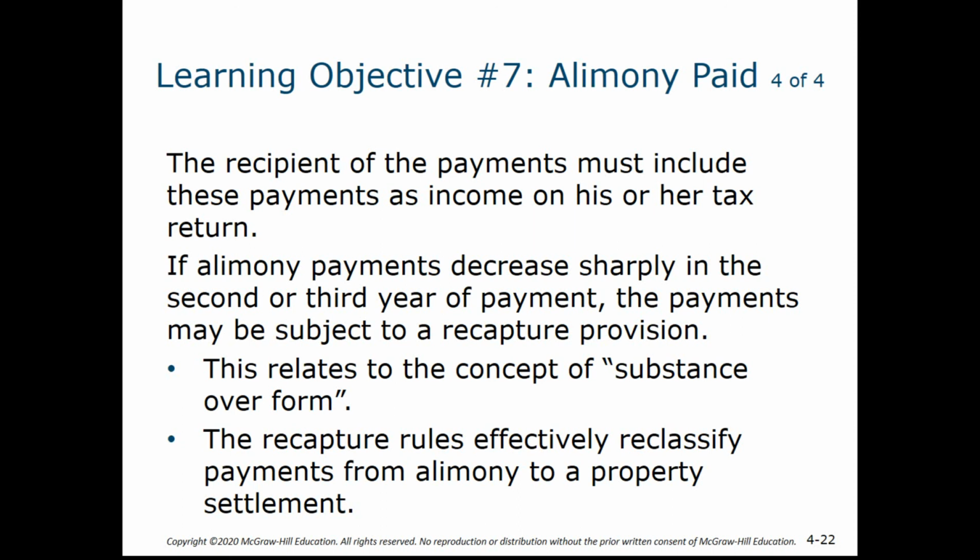And the reason that this comes up is that some taxpayers may attempt to disguise alimony payments in the property settlement, which is not taxable. And so if after the second or third year the payments suddenly drop, it's going to look a little bit like the alimony payments were included as part of the settlement. That is to say, they were rolled into the settlement so that they would escape taxation.